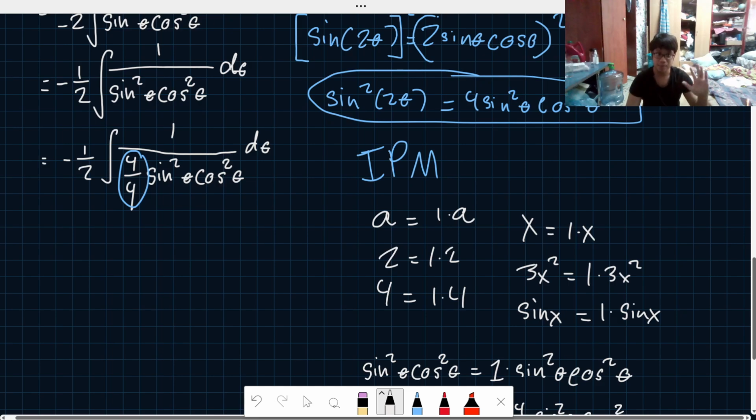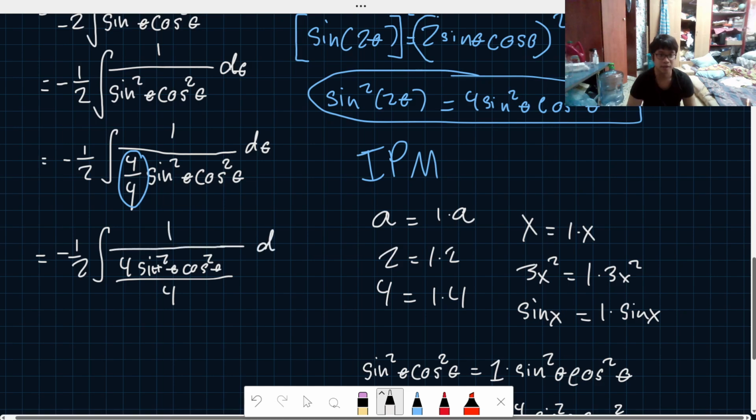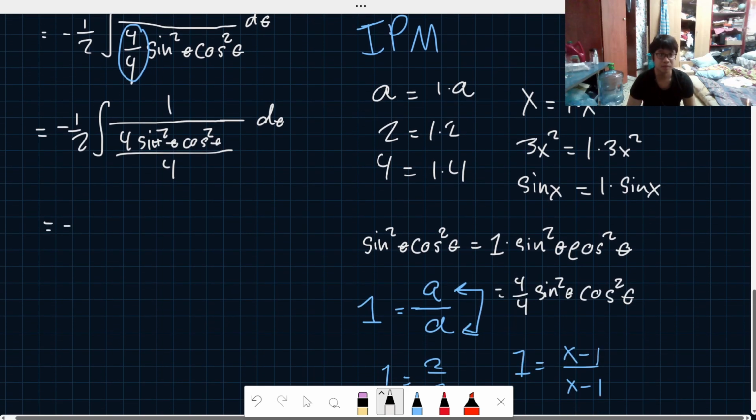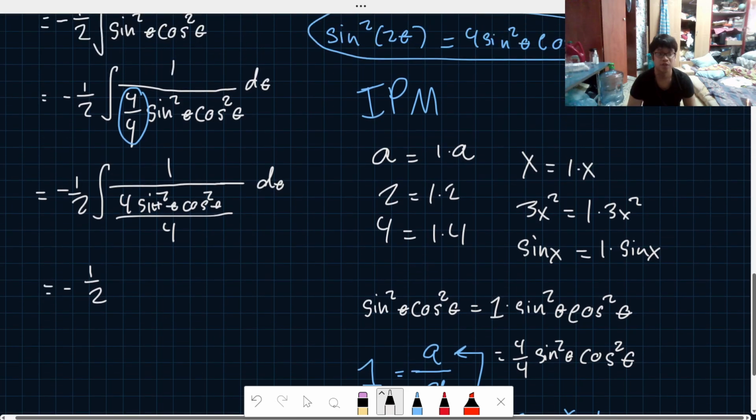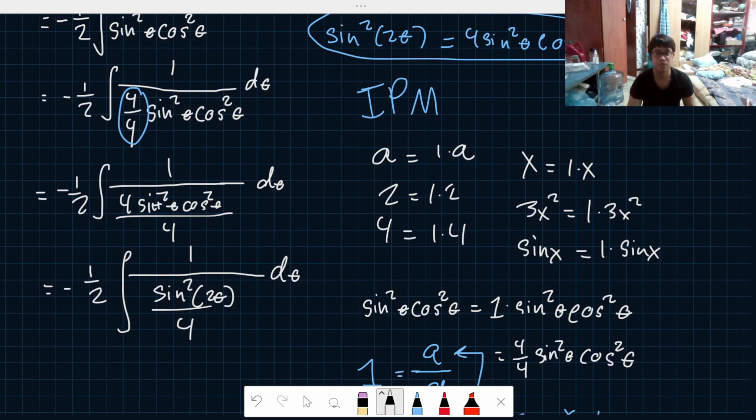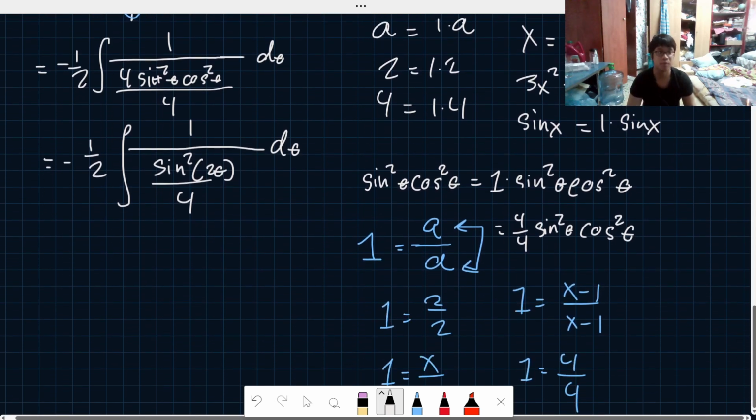Then we now multiply together the denominators. So you will get 4 sine squared theta cosine squared theta all over 4. Then copy the numerator. And that's it. Then we can now convert 4 sine squared theta cosine squared theta into sine squared of 2 theta all over 4. Then let's now simplify this whole problem because this looks complicated. We have a complicated fraction.